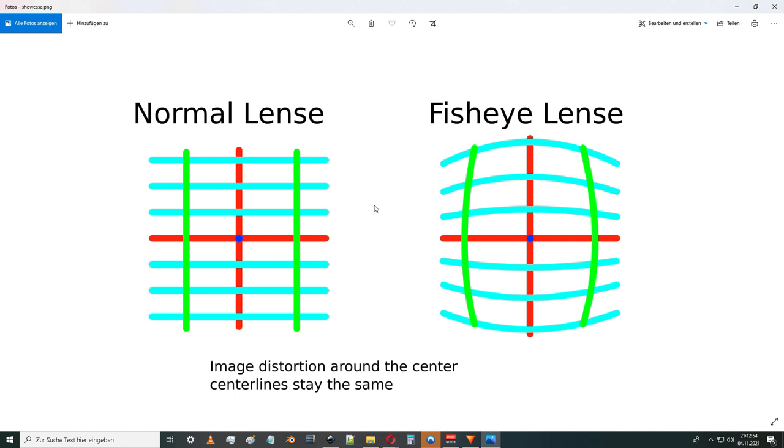That's basically what fisheye lenses do, how they distort. Depending on the lens, they distort more or less, but the type of distortion is basically the same. Of course, there are wider angles and less wide angles, but you always get this spherical distortion.